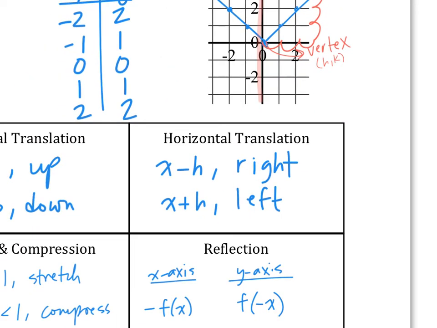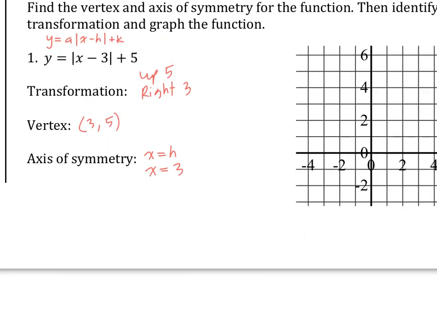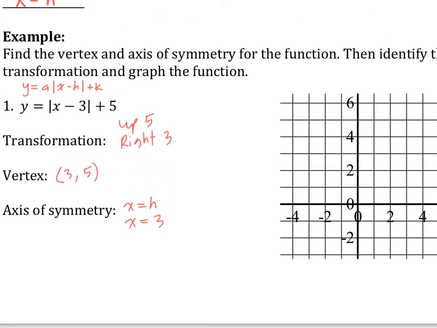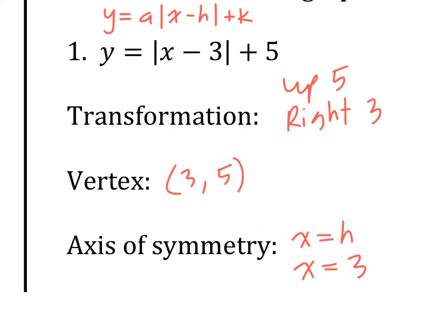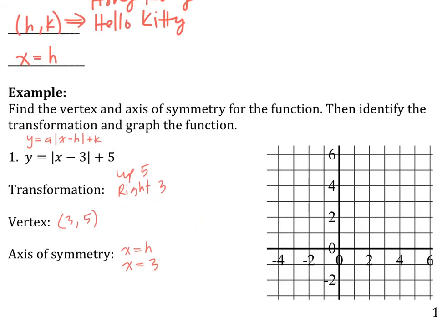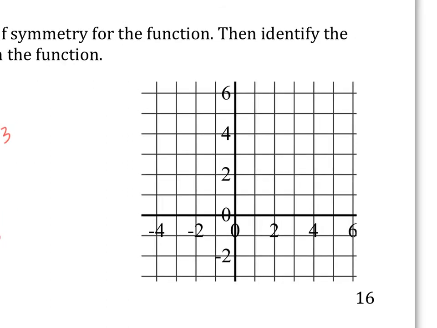However, that is too slow. We are going to find a faster way to graph this. What we want to do is figure out the vertex and the axis of symmetry. The last thing we're going to do is figure out a. A is kind of like our slope. What number is a? 1. Okay, so we're going to start at the vertex, (3, 5).